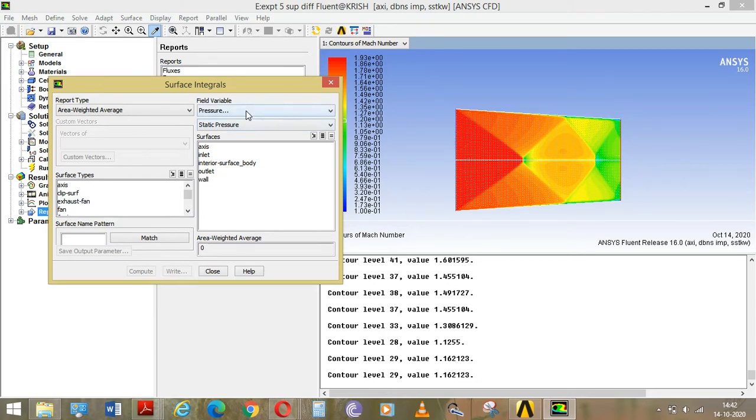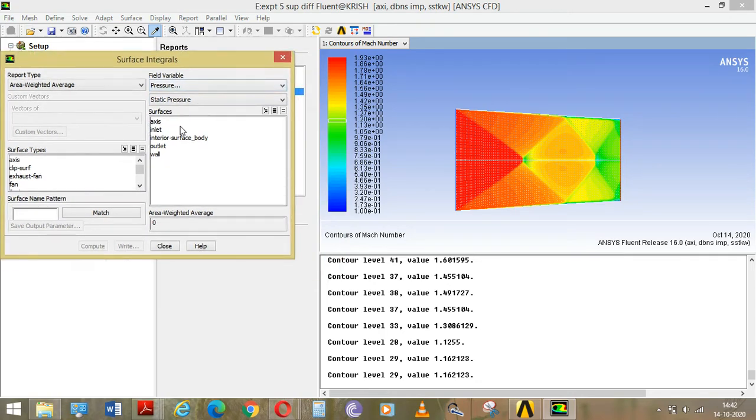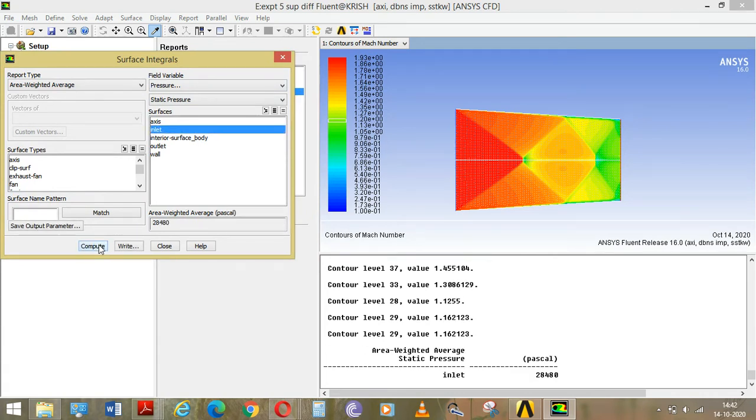So static pressure over inlet. At the inlet, our static pressure is 0.2848. Initially we input this value, showing exactly how it is.